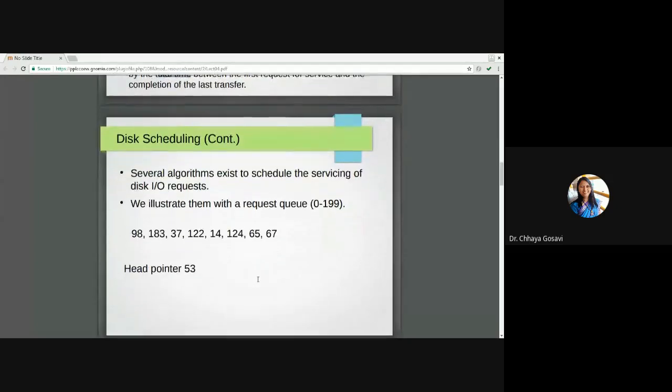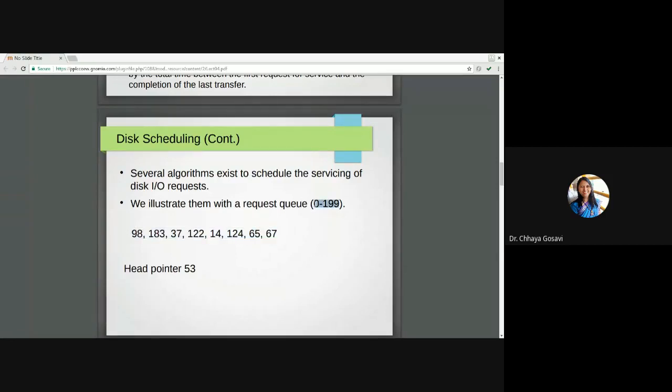In disk scheduling, the operating system helps the disk move the head efficiently from one track to another. We are going to learn different scheduling algorithms, disk scheduling algorithms. These algorithms exist to schedule the services of disk I/O requests, and this is called a request queue.